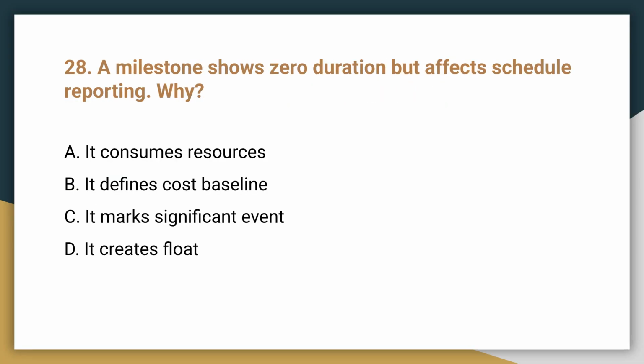Question 28. A milestone shows 0 duration but affects schedule reporting. Why? The answer is C. It marks a significant event. Milestones are 0 duration points used to track key project achievements.